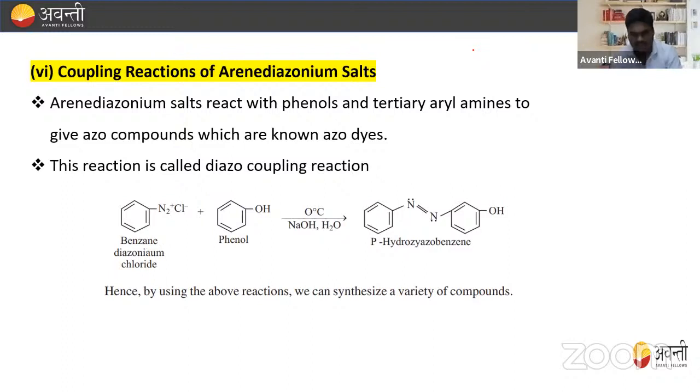Okay, so this is how the coupling reaction comes into the picture. In this, the arene diazonium salt reacts with phenol and tertiary aryl amine to give the azo compound, which is also known as an azo dye. These are examples of the coupling reaction. As we can see here, the benzene diazonium chloride reacts with phenol to form this compound, that is called para-hydroxyazobenzene. Due to this, it is known as an azo compound.